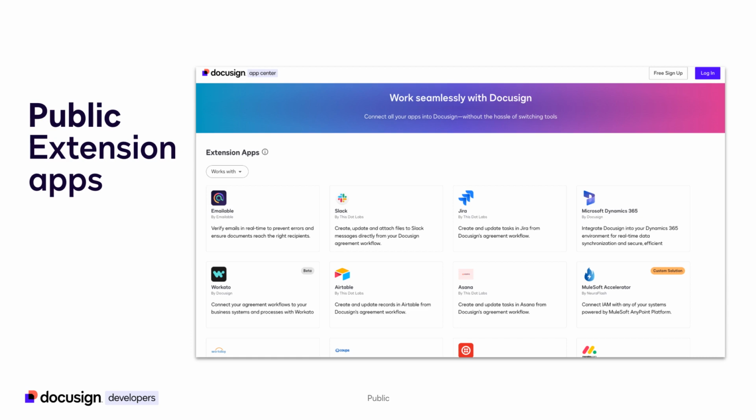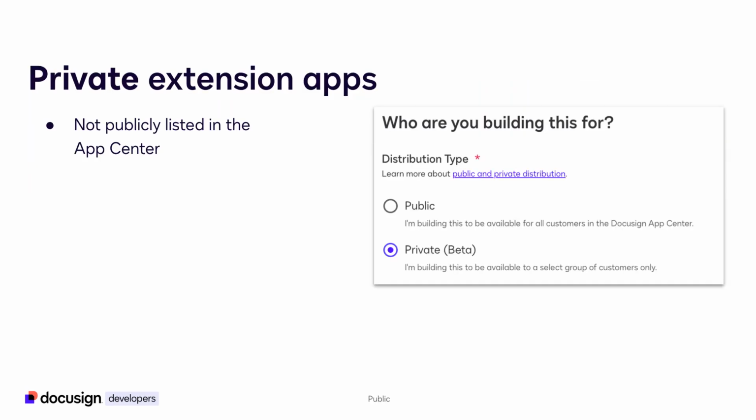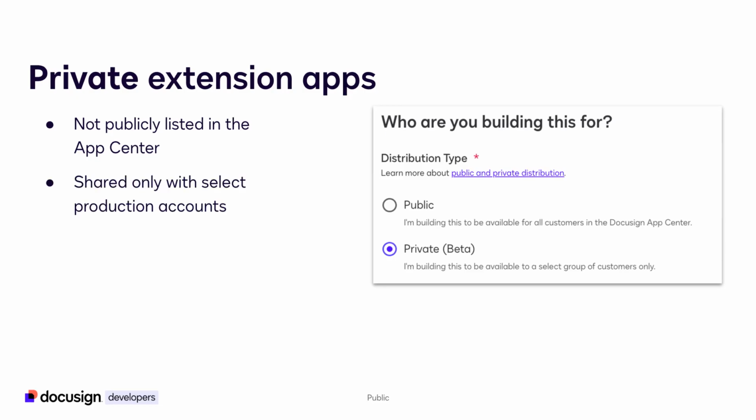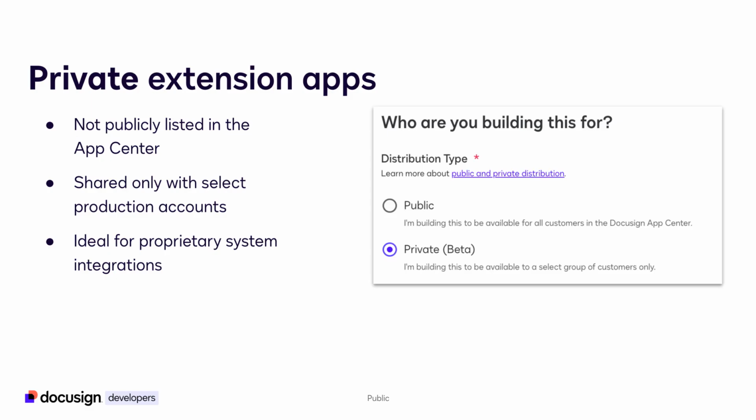These internal systems contain sensitive data, cannot be exposed externally, and require controlled access. To meet this need, Docusign launched private extension apps. These apps are not publicly listed in the App Center and can only be explicitly shared with select production accounts. This lets businesses securely connect internal systems to Docusign IAM while maintaining full control over access and distribution.